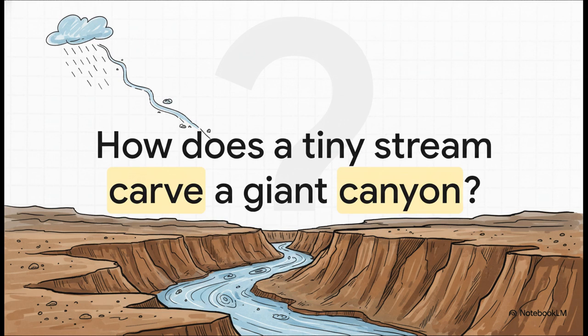And that brings us to the big central question, doesn't it? How on earth does something that starts so small, a stream you could step over, how does it get the power to carve through solid rock and create something as massive as a canyon? That's the puzzle we're going to piece together.